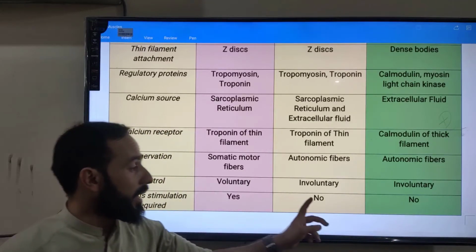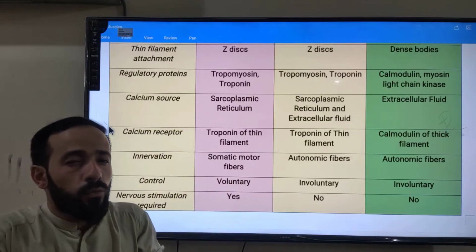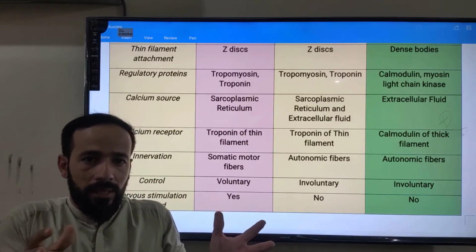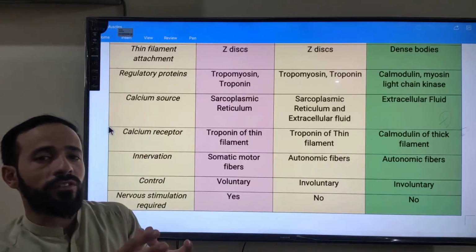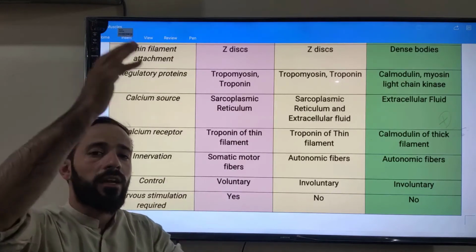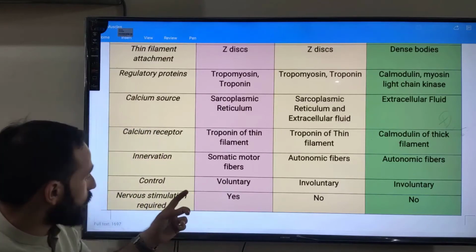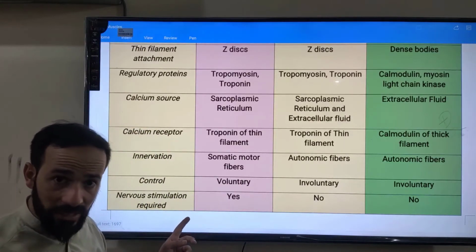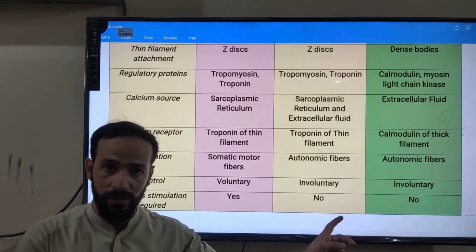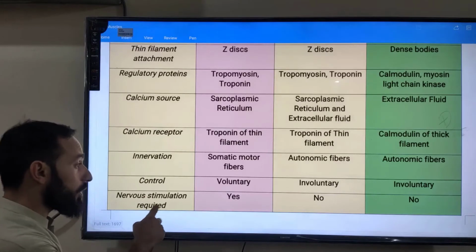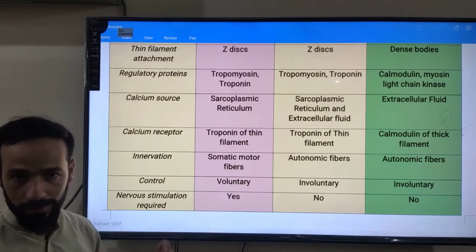Why? Because they have sodium channels which can open automatically and allow sodium to enter the cell, taking the cell to the threshold potential, and the cell will start contraction and relaxation, so the action potential will be carried. But in skeletal muscles, there are no such sodium channels present. They require all those channels to be stimulated by somatic motor fibers.